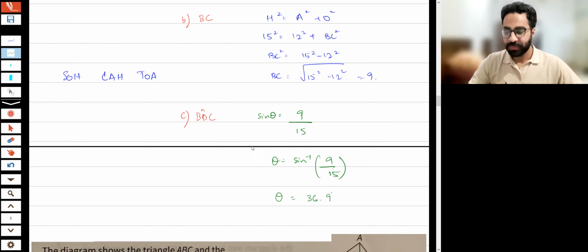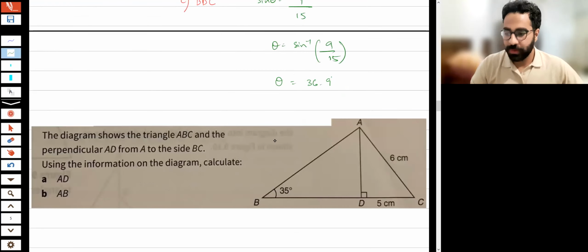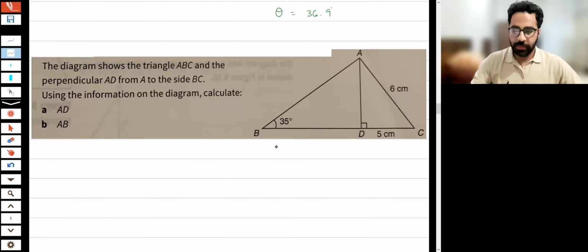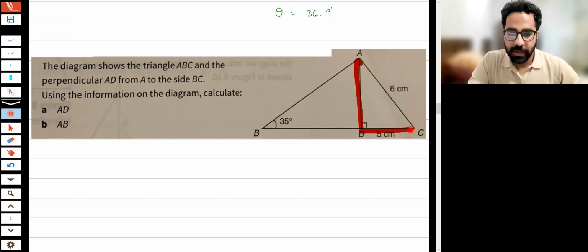Okay. One last question and then we're going to end the video over here. It's saying the diagram shows the triangle ABC and the perpendicular AD from A to the side BC. Using the information on the diagram, calculate AD. Since it's saying perpendicular, it means that a right angle is formed, right? So right angle is over here as well as over here. But I have to find AD.